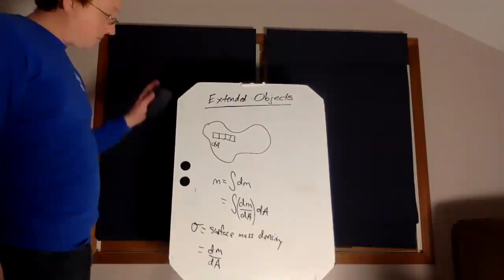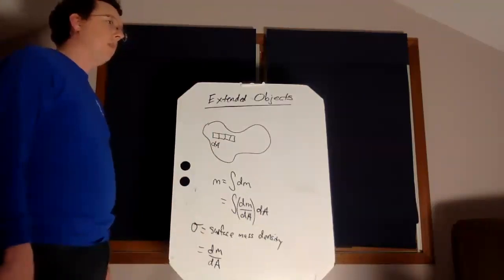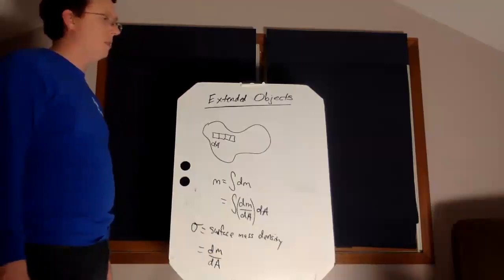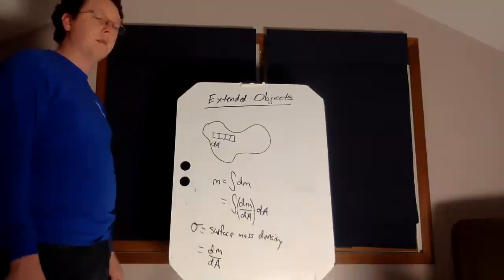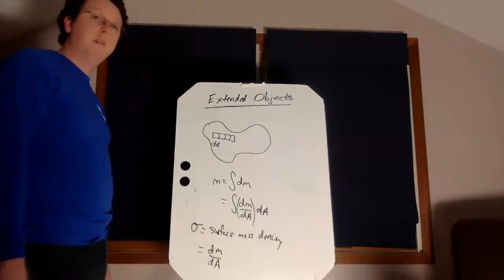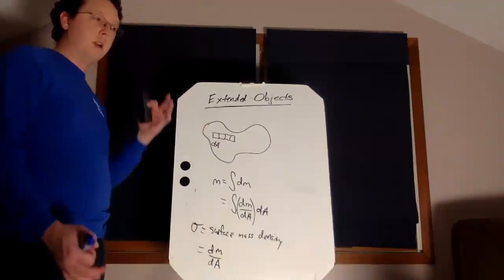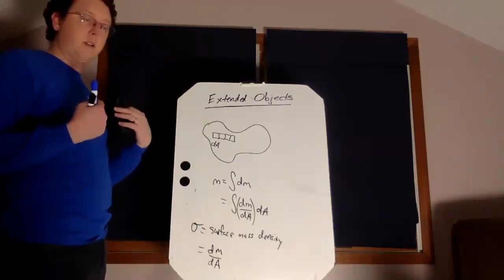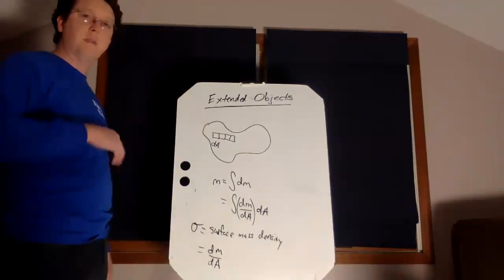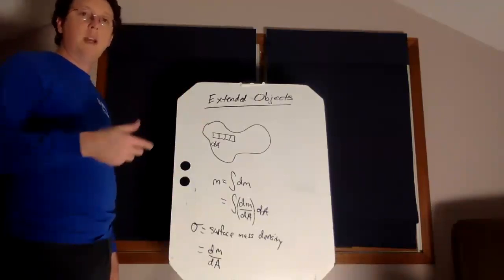Okay, so this is our first video in extended objects. I'm going to stop here for this one. In the next video, I'm going to use these ideas to describe center of mass and then something called the moment of inertia. After we've done that, we will kind of go back to the world of physics and use these concepts to describe extended objects that move and rotate in space.